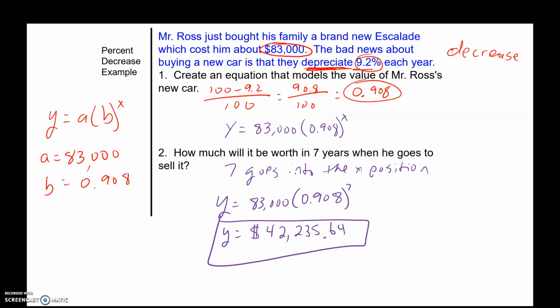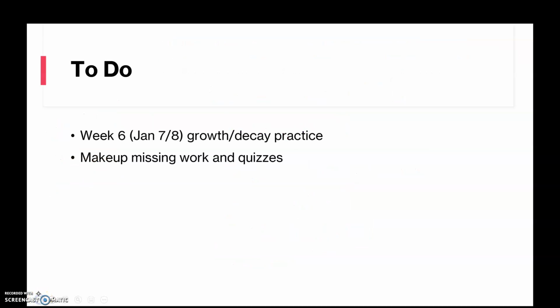So remember, if it's a decrease, you do a subtraction up here to get the multiplier. If it's an increase, you would do it in adding. And that pretty much is all that we're going to talk about. We just need to worry about the word problem pieces.